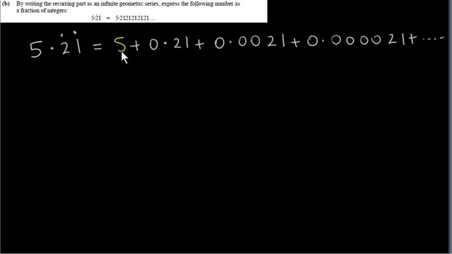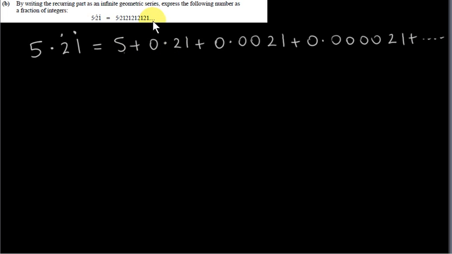By writing the recurring part as an infinite geometric series, express the following number as a fraction of integers. Here I've written out 5.21 recurring in this form. We just add 5 onto 0.21. That gives us 5.21. That gives us this number to 2 decimal places.